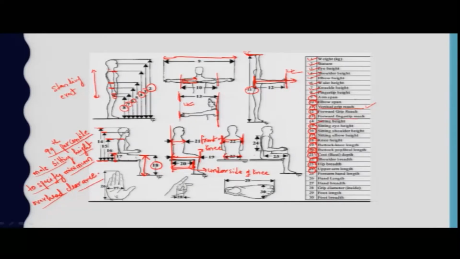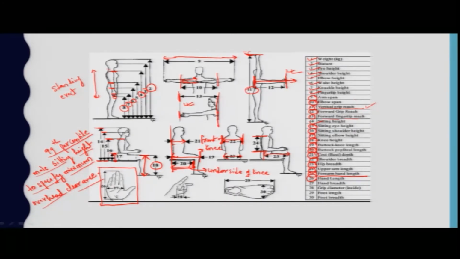24 is the upper arm length. As you can see, from the upper portion to the elbow, this is known as upper arm length. 25 is the forearm hand length. The forearm hand length is this particular distance, as you can see from this figure also. 26 is the hand length, taking your fingers and that particular hand portion.